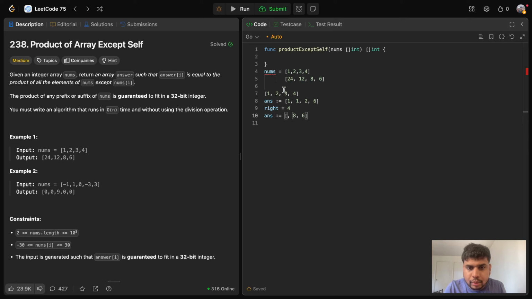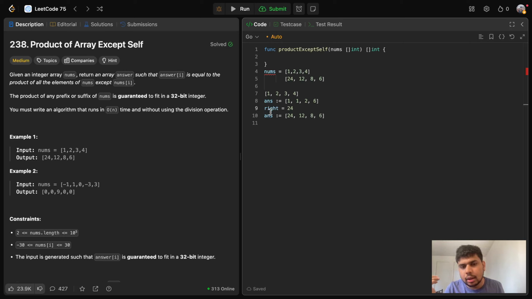Now multiply 4 with 3, that is 12. Again 1 into 12, 12. And then multiply with that position, 24. And then multiply 1 into 24, which is 24. So you completely eliminated the suffix array. You just had one variable, right, and then you got the answer. And since they told you the answer array won't be counted as extra space, we technically did it in O of 1 space.